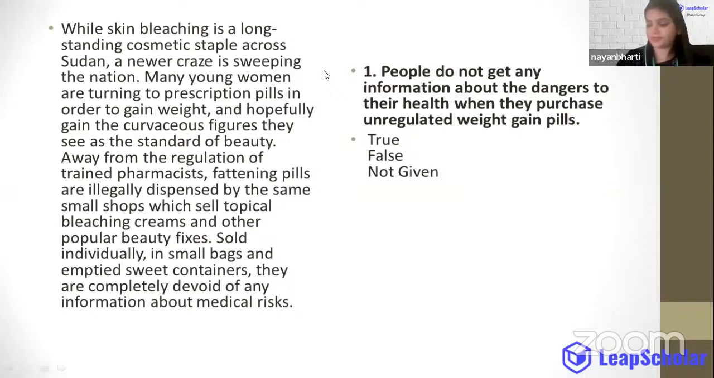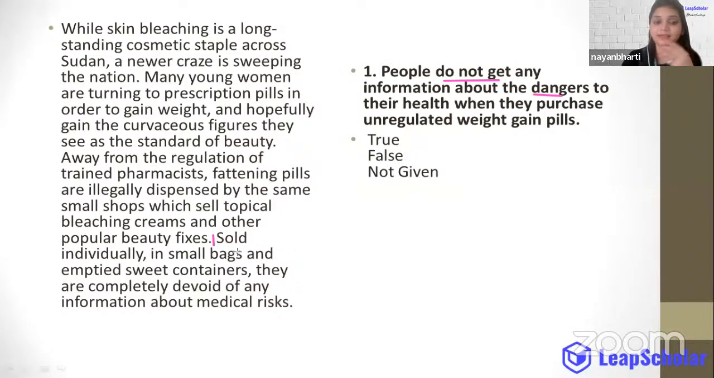False. A lot of people are saying false, but why? The question is, people do not get any information about the danger. From which line can I find the answer? First thing, I have to find the keyword. So my keyword is "they do not". Please be careful, do not means there's a negative thing, right? About the danger when they purchase unregulated weight gain pills. So where can I find the answer?